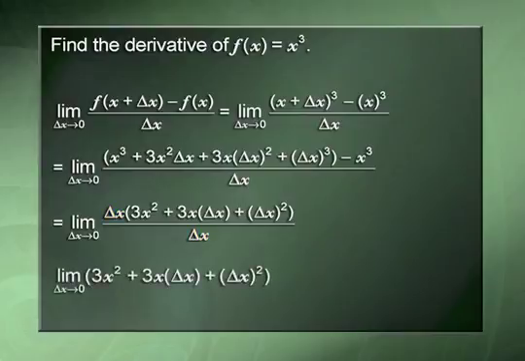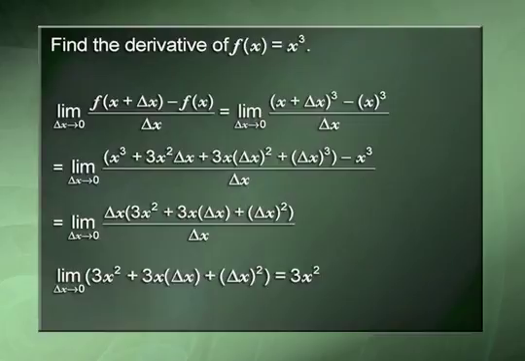And you're left with a new limit problem. Here it is: 3x squared plus 3x delta x plus delta x squared. And you ask yourself, what happens as delta x goes to 0? Well, wow, the second and third terms go to 0, you're left with just 3x squared. And so, what do we have? Our limit at the end is 3x squared.